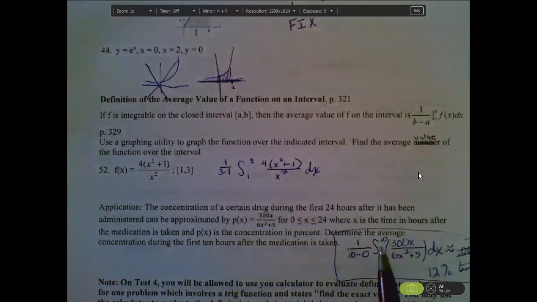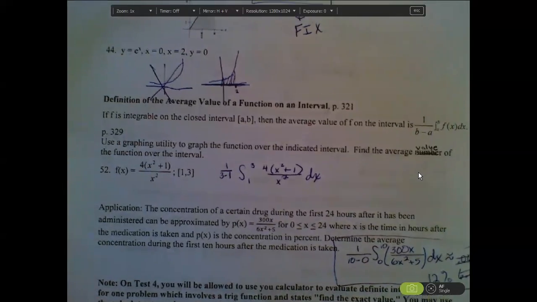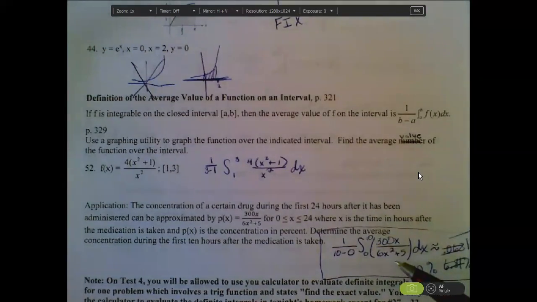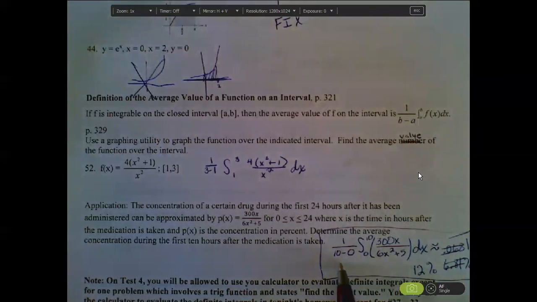Now, this seems like a very real life problem to me. Determine the average concentration of the drug in the bloodstream during the first 10 hours after the medication is taken. You just set up the definite integral from 0 to 10 of that function and divide it by the length of the interval. If you want the concentration during the first 10 hours, the length of that interval is 10. So evaluate the definite integral and divide by 10, or multiply it by 1 over 10. 12% would be the average concentration of the drug in the bloodstream the first 10 hours.